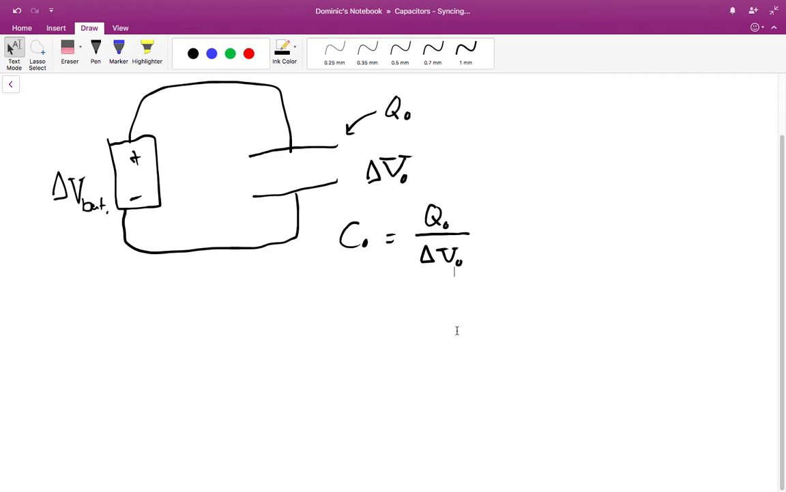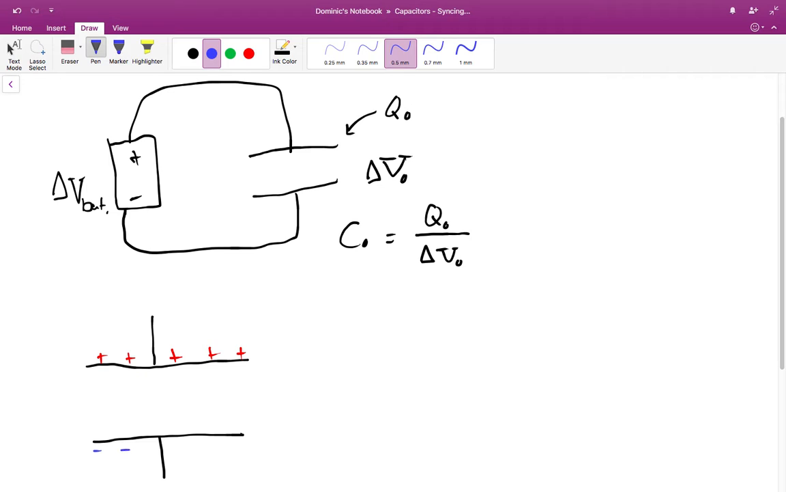So looking at this when it's disconnected, here's our top plate, here's our bottom plate. The other thing I want to make sure we define here is the electric field. We do have some positive charges up here, a positive plate, and we have a negative plate down here. And this thing is going to have an electric field where the direction of the field goes from the positive plate down to the negative plate. We are going to call this electric field E naught.